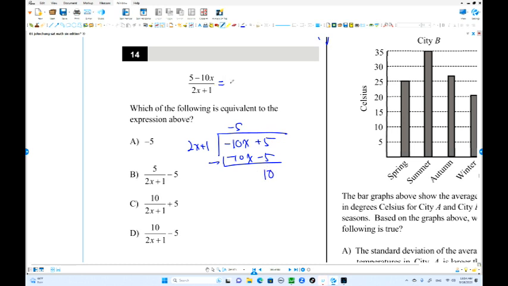So this is a quotient, and this is a remainder, but we keep the divisor in the denominator, okay? This is Q plus R over D form, okay? This is the divisor, this is the remainder. Which one is equivalent to this one? Negative 5, okay? And the 10 over 2x plus 1. Choice D is equivalent.